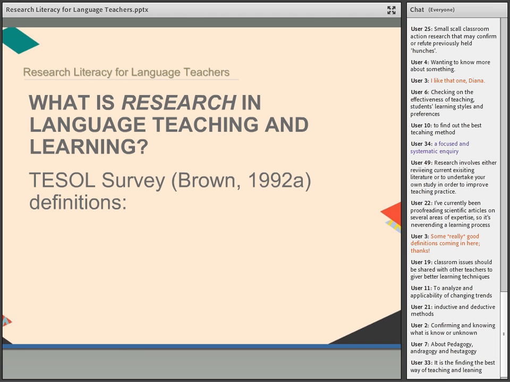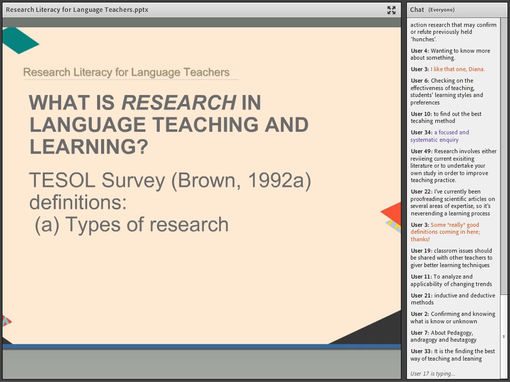For example, a number of the definitions that I found, and I see in fact in your list, may actually be defining types of research. So you may be talking about statistical research, or you may be talking about qualitative research or conversational analysis. A lot of definitions of research tend to be about types of research.